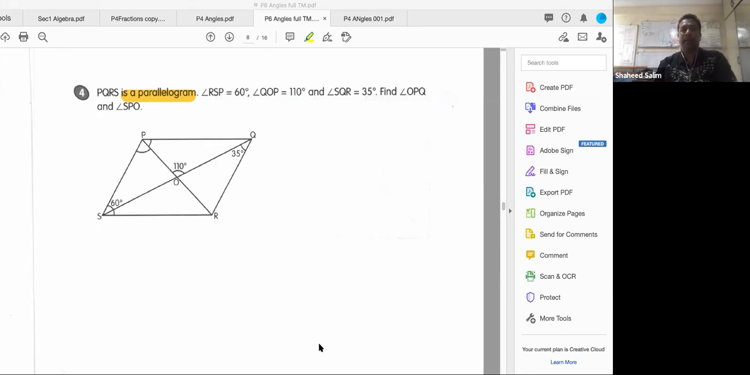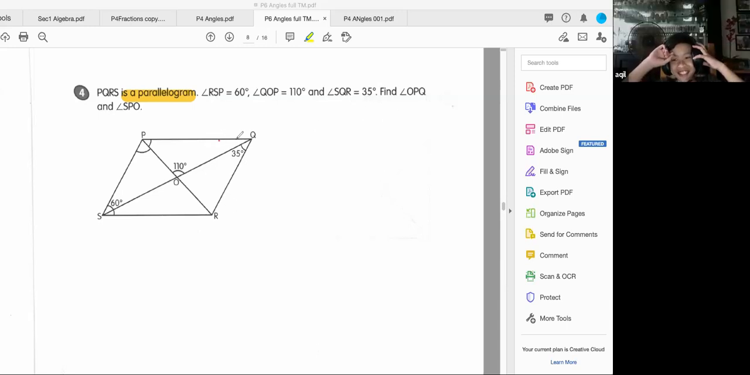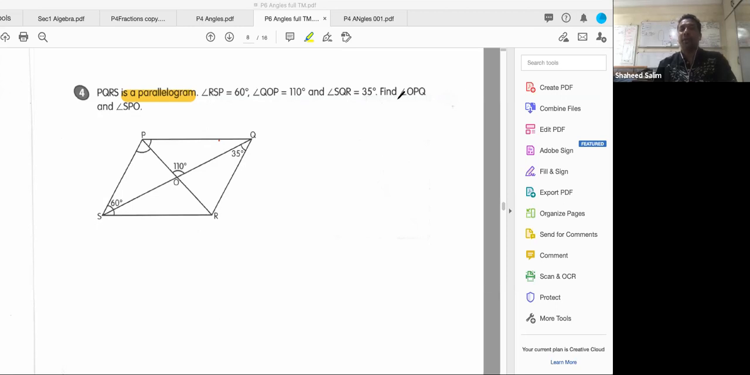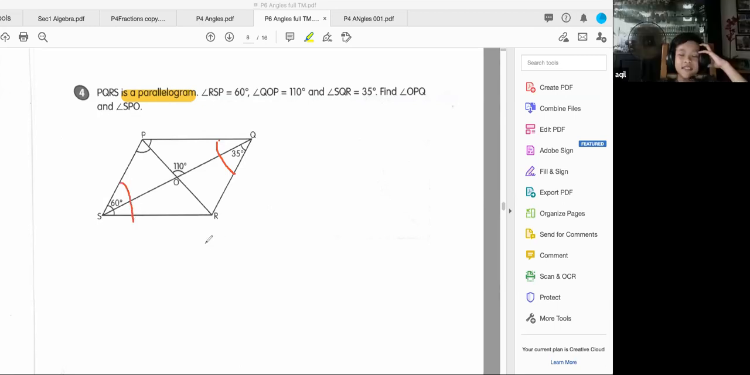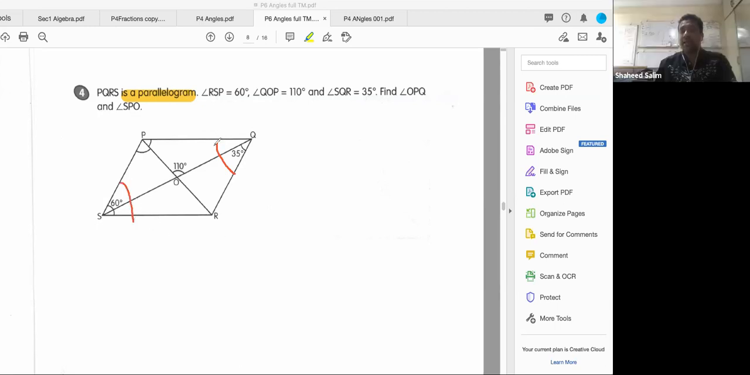Give up? Opposite, I tell you. This was the question I got stuck at in tuition. Okay, now. This one, opposite angles are the same, right? In a parallelogram, opposite angles are the same. So this whole thing is 60. Can you find this?